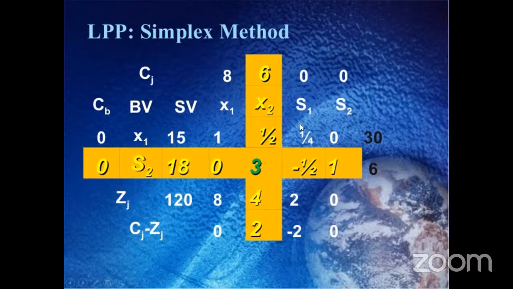So again, we got a key element. Again, what to do? This whole row is divided by the key element: 18 by 3, 0 by 3, 3 by 3, minus 1 by 2 by 3, 1 by 3.